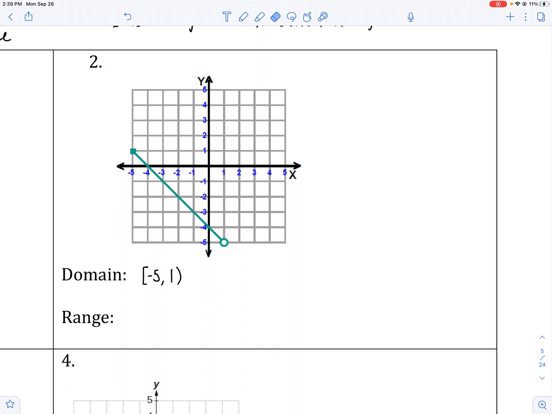There's our domain. Now range, we use the lowest y value. The lowest point is right here with a y value -5, and it's a hollow circle, so we use a parentheses. And the highest y value, or the highest point in our graph, is this one, and it has a y value +1, and since it's a solid dot, it's a bracket. And there's our domain and range for this one.